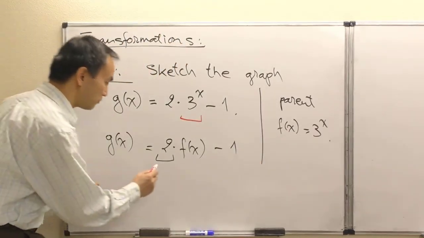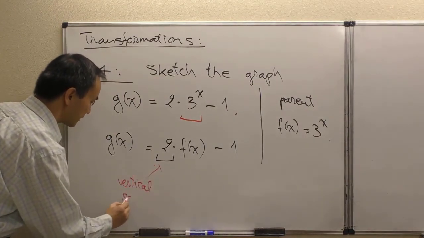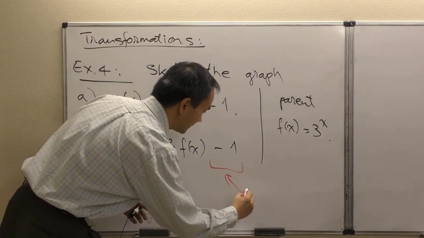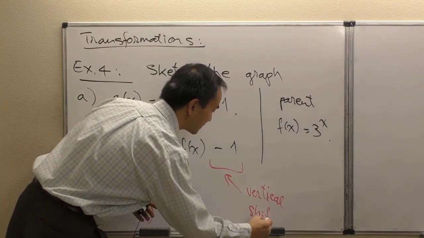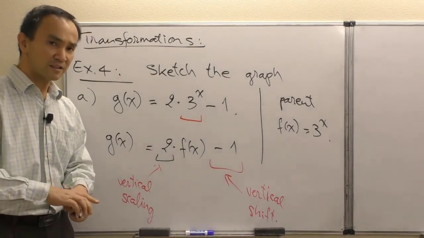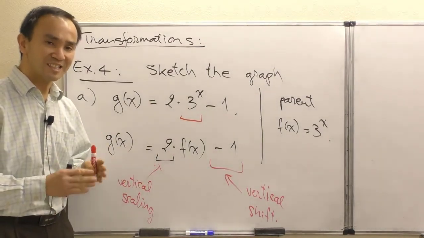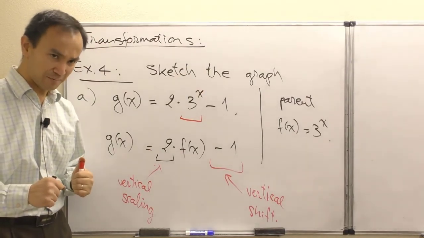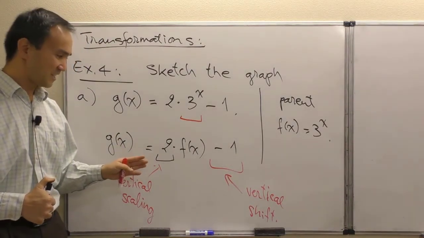So as a label, the 2 is responsible for vertical scaling, and then this minus 1 right here is responsible for the vertical shift. Back in the lecture where I was explaining transformations, I introduced a technique where we rely on guiding points. Any graph has a certain number of guiding points. So in this case, let's see how it works.